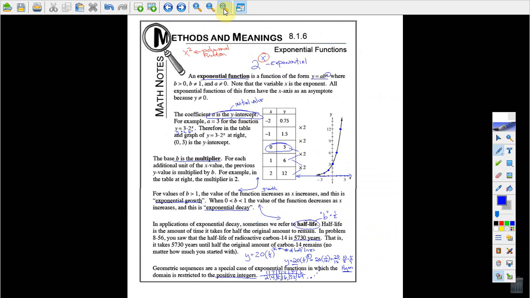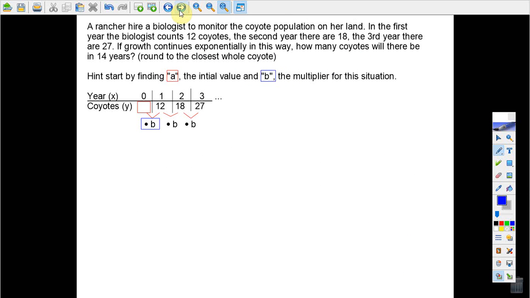All right, so let's look at the problem I have for you to end the lesson with. A rancher hires a biologist to monitor the coyote population on her land. In the first year, the biologist counts 12 coyotes. The second year, there are 18. The third year, there are 27. If growth continues exponentially in this way, how many coyotes will there be in 14 years? And if you get a decimal answer, then round to the nearest coyote.